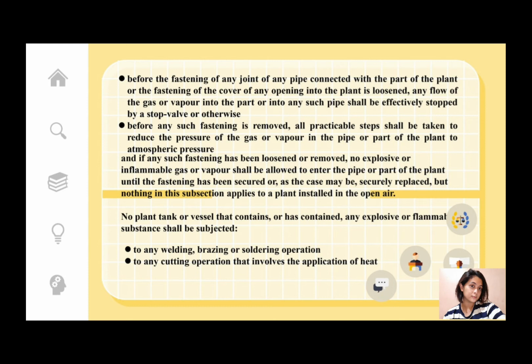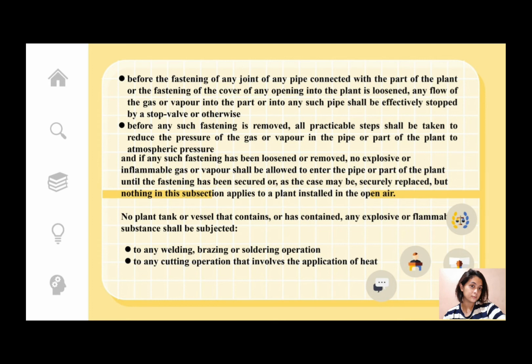Wherein any part of the plant contains any explosive or inflammable gas or vapor under pressure greater than atmospheric pressure, the part shall not be opened except in accordance with the following provisions. Before the fastening of any joint or any pipe connected with a part of the plant, or the fastening of the cover of any opening into the plant, is loosened, any flow of the gas or vapor into the part or into any such pipe shall be effectively stopped by a stop valve or otherwise.